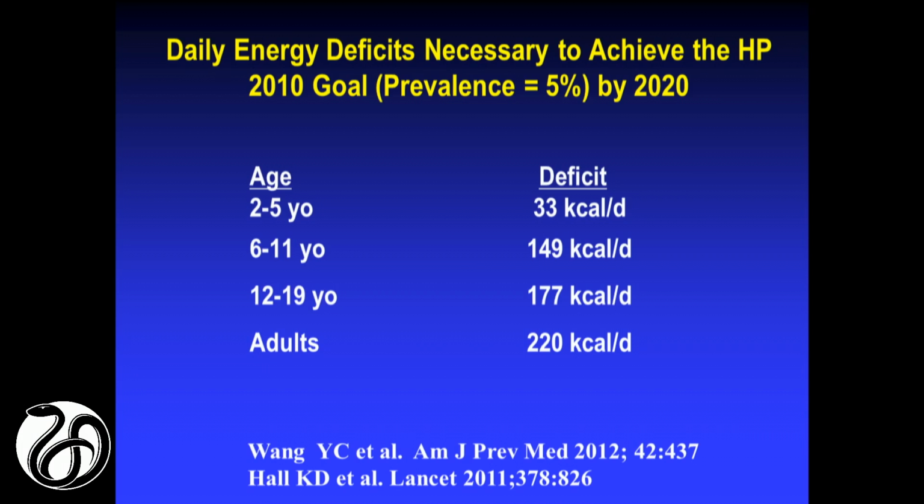And we'll see in a few minutes just how relevant that is to the current trends in prevalence. But even among 6 to 11-year-olds or even among adults, this caloric deficit is relatively small and achievable with modest changes in dietary intake. Bigger changes, obviously, in physical activity, because it's much more effective and efficient to lose weight by changing dietary intake than it is to increase physical activity.